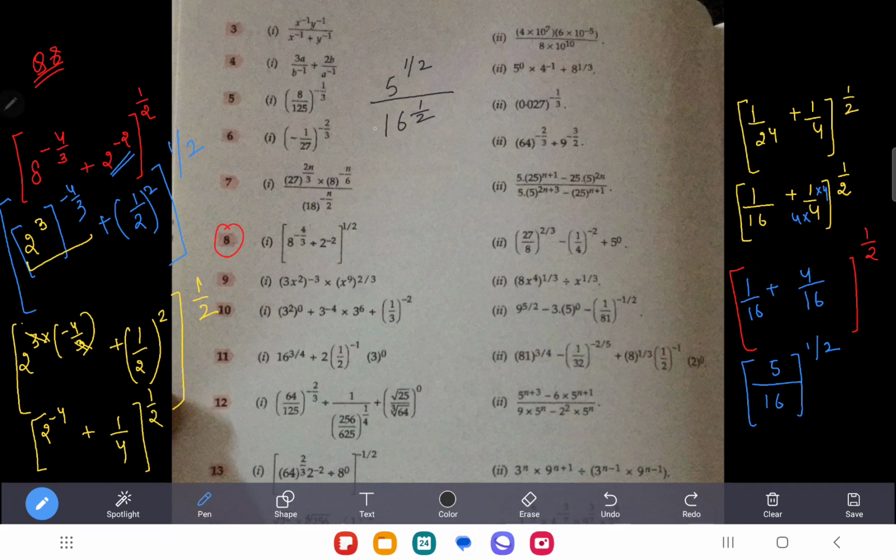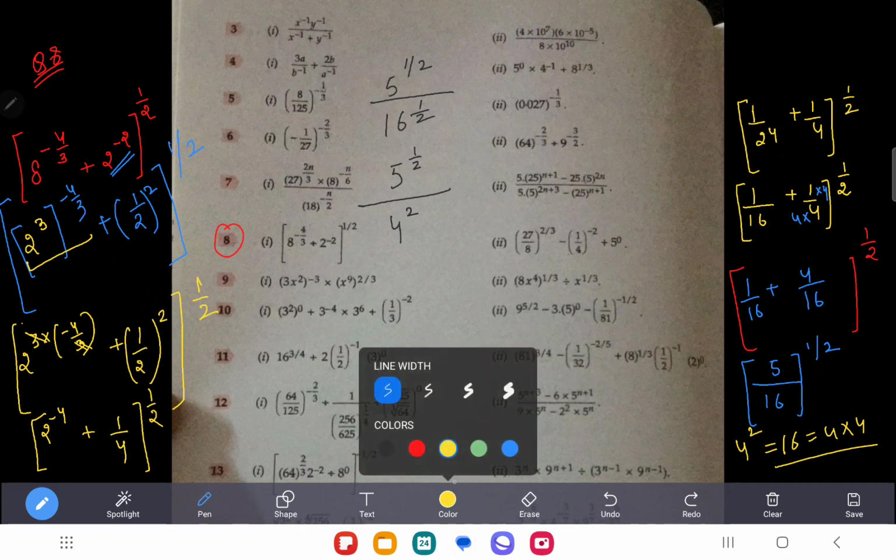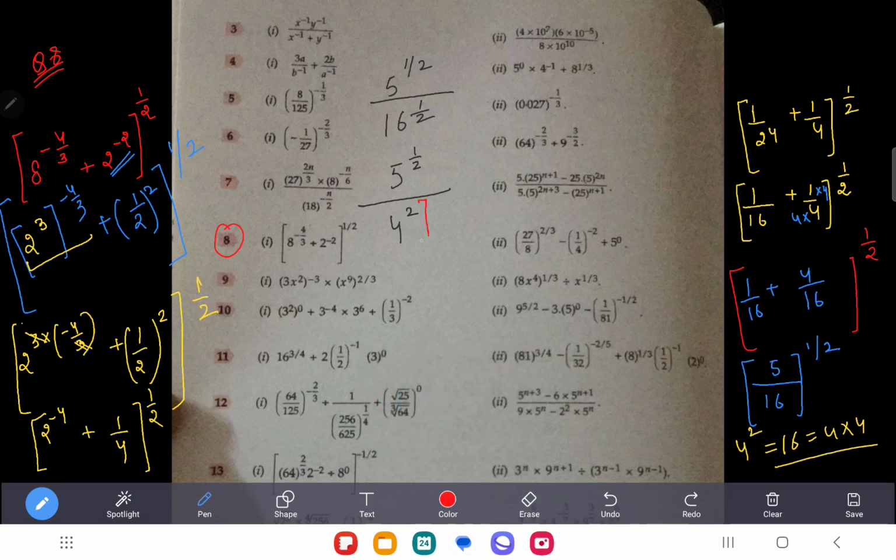Fractional power. So 5 I can't do anything because 5 is nobody's square. But 16 I can say is 4 square. 16 is 4 times 4, isn't it? So can I not write down 16 as 4 square and raise the power half? And it'll be cancelled out.